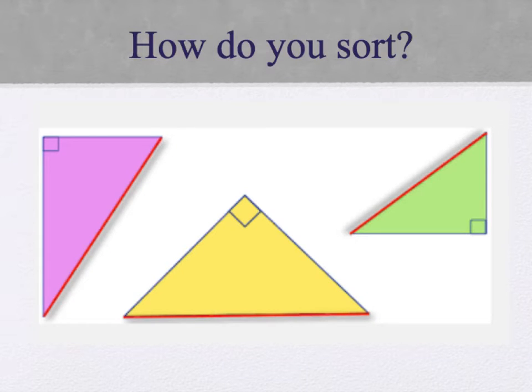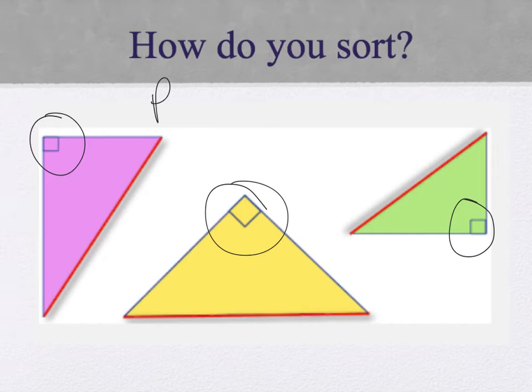Alright, so let's start out with our 3 triangles here. Take a look at these 3 triangles and take a moment just to think about how you would sort these triangles, or if I have all these triangles sorted already into a group, what characteristic am I sorting them by? Yes, they are all triangles, but there's something else that they all have in common. Hopefully you were able to see that all 3 of these triangles are right triangles because they all have right angles.